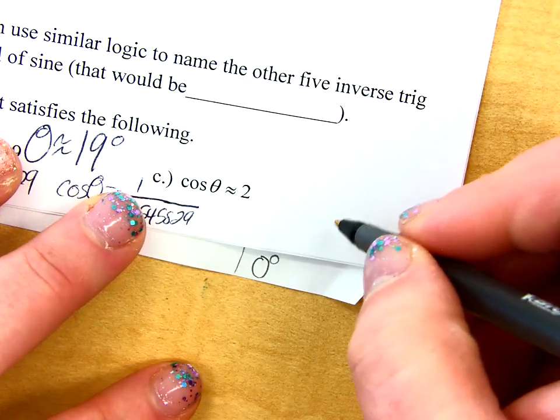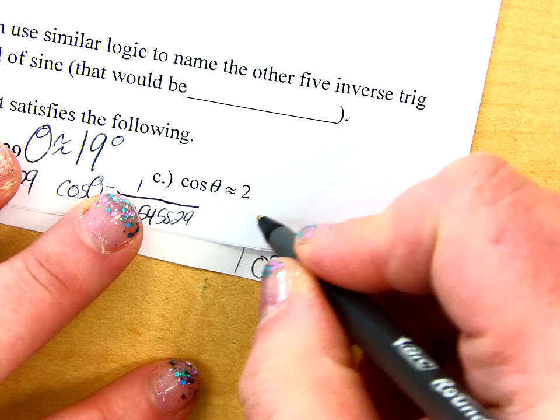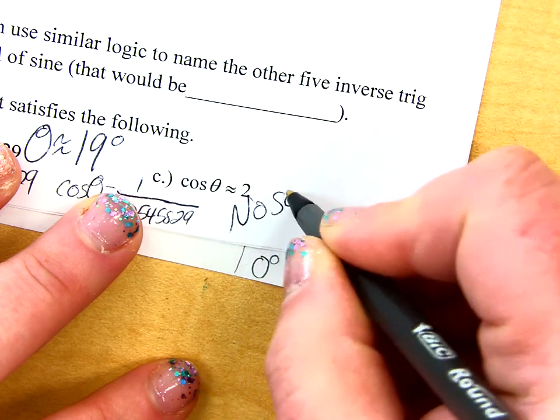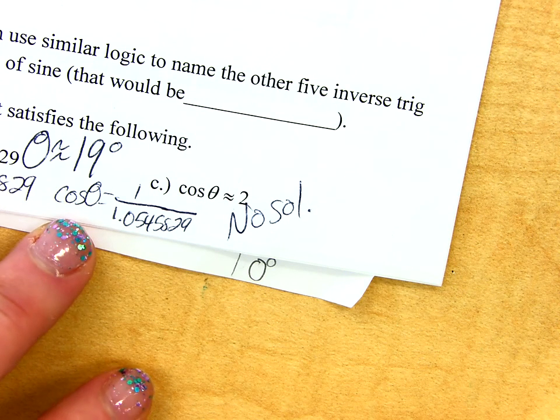Don't leave it blank, right? Because blank means you don't know. And you do know. You know that there's not an answer. So, no solution or whatever you want to put. Just indicate to me that that's impossible.